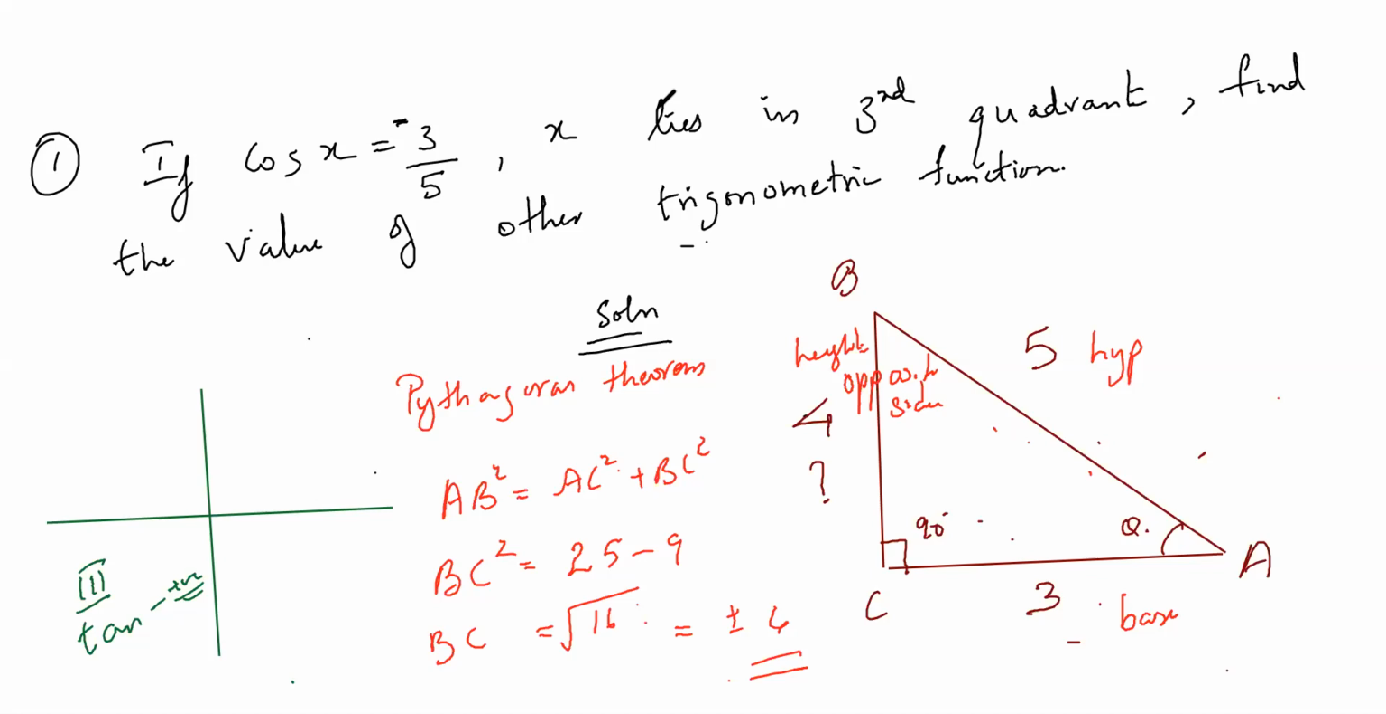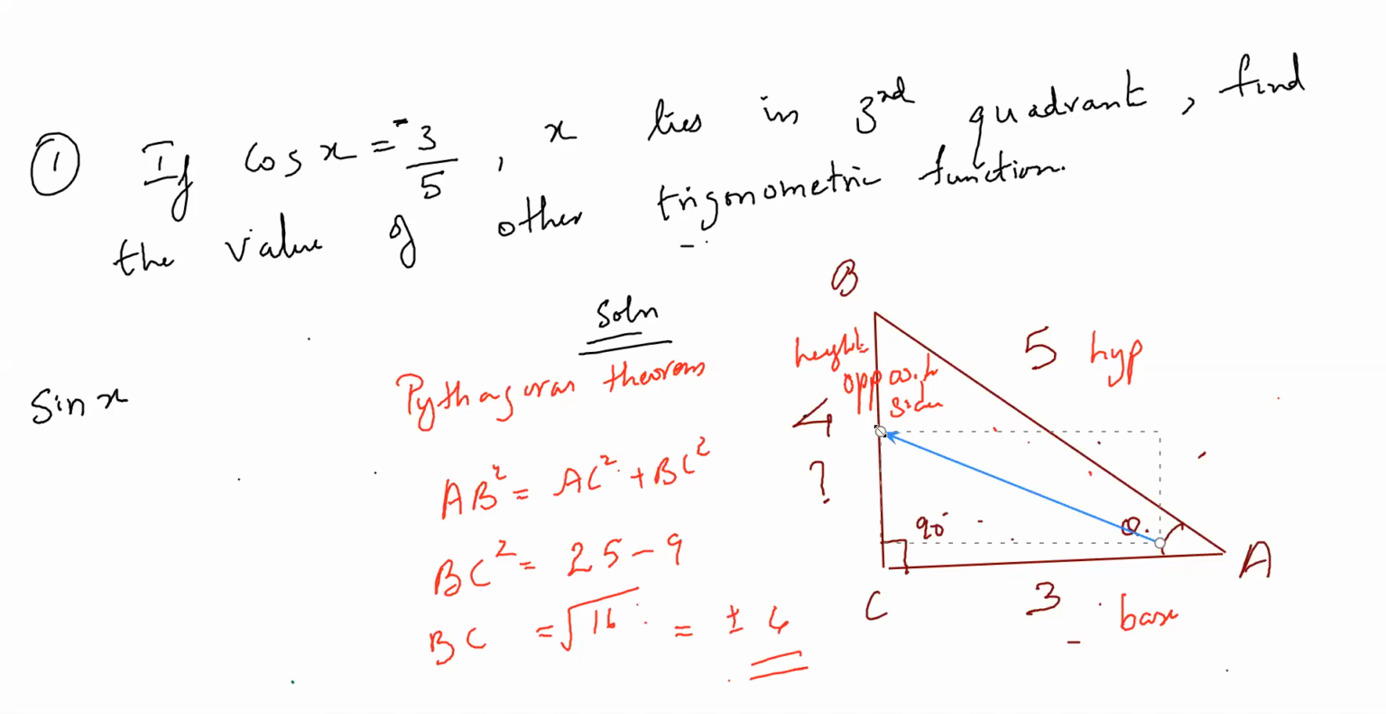So I'm just rubbing down this particular thing. Okay, the quadrants. And I'm just writing down sin x. What is my sin value? Sin value is nothing but, I'll draw it for you guys, opposite side by hypotenuse. Correct? Sin x is equal to opposite side by hypotenuse. So what is the value? The value is 4 by 5.